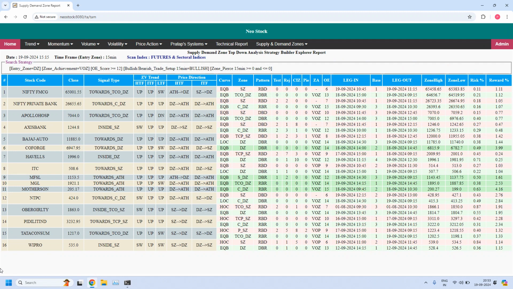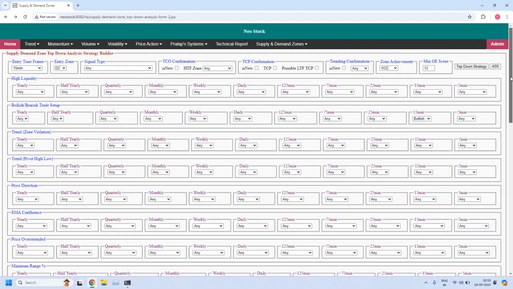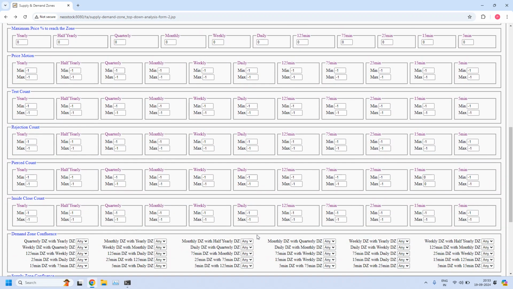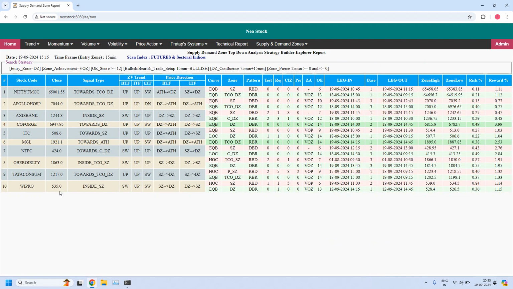Now let's verify out of these 16, how many are having confluence with ITF time frame. That means 15 minute zone should be part of this 75 minute zone. So 15 minutes and 75 minutes demand zone confluence we need to set. So 15 minutes demand zone with 75 minutes demand zone filter I am enabling. Now let's verify. 10 stocks are filtered. Out of 15, 10 stocks are filtered. All these 10 stocks are having ITF confluence. That means 15 minutes entry zone is part of the 75 minutes ITF zone. And the 75 minutes trend is uptrend.